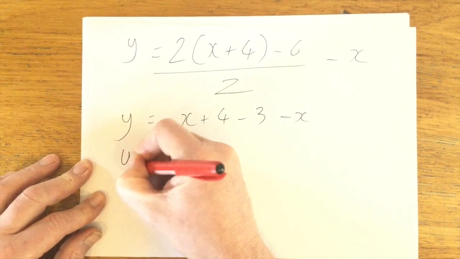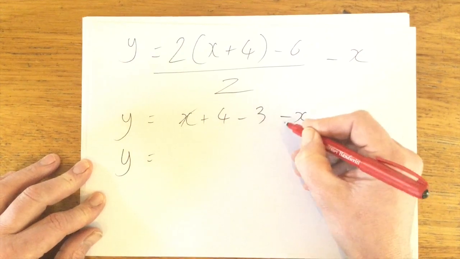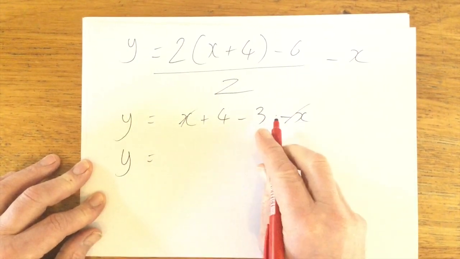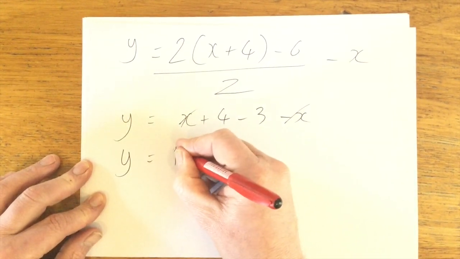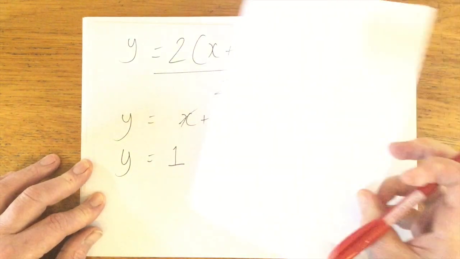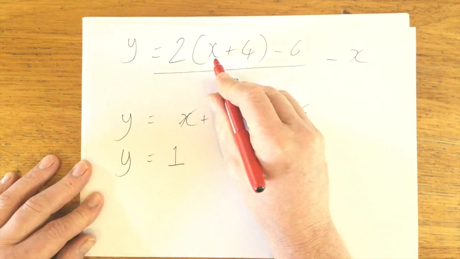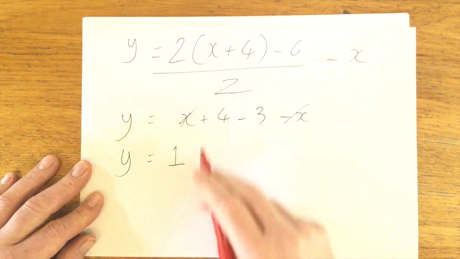So if we do y equals the x, take away x, so they cancel each other out, and 4 take away 3 is 1, which remember is the answer that you always come to. No matter what number you start with, x, you've cancelled your x's out on there.